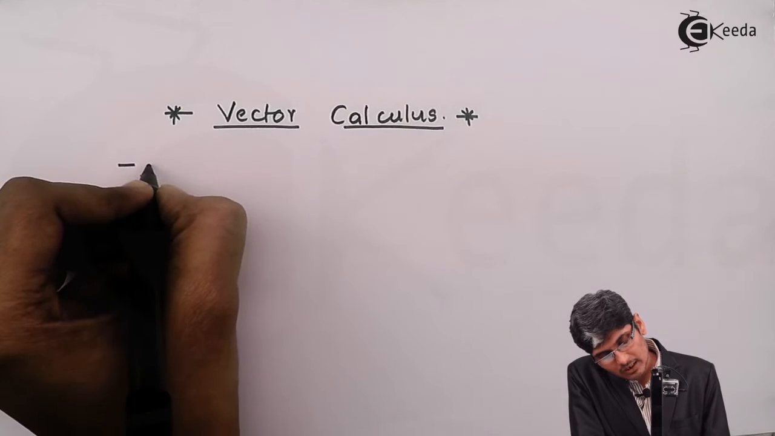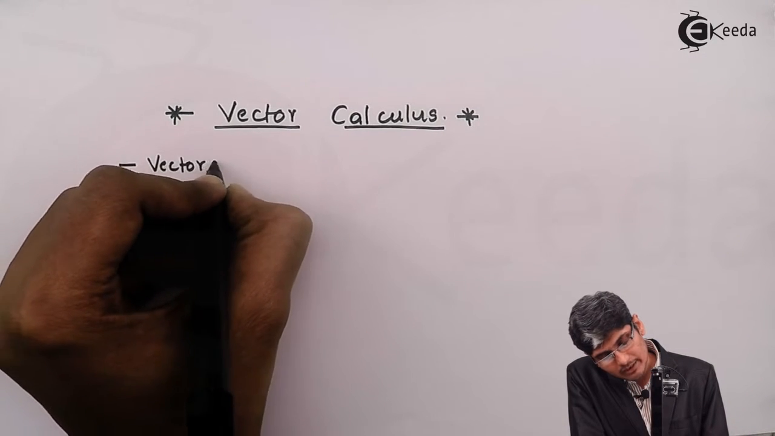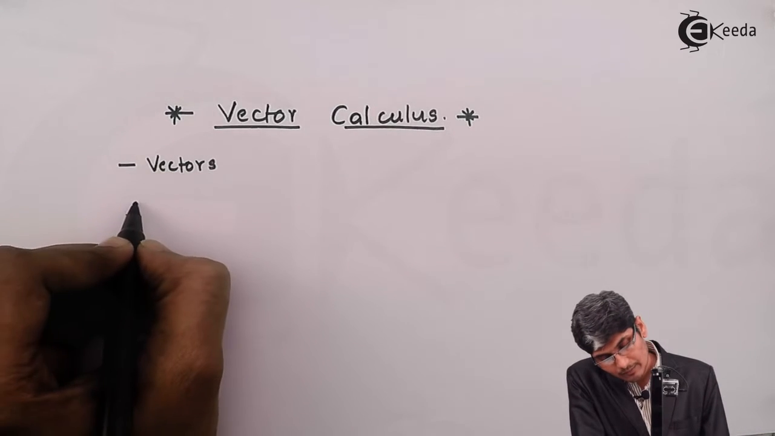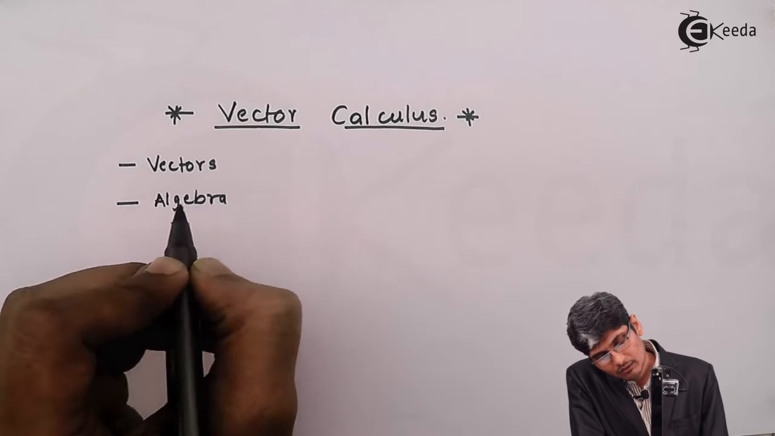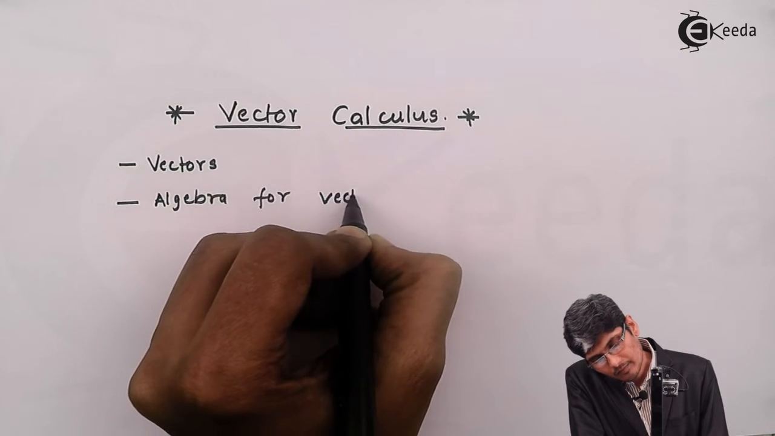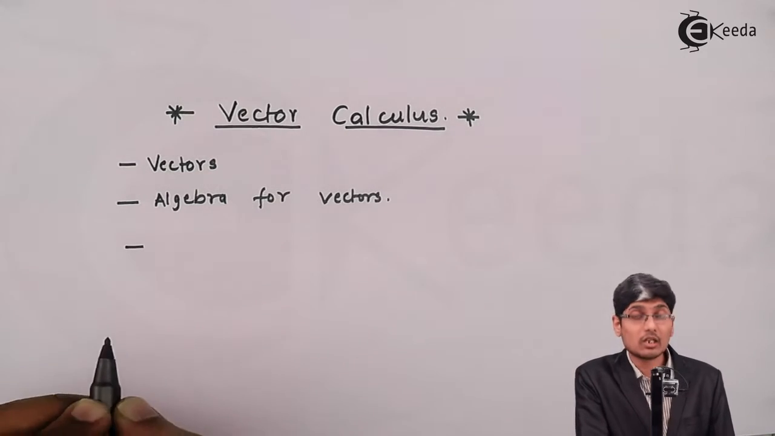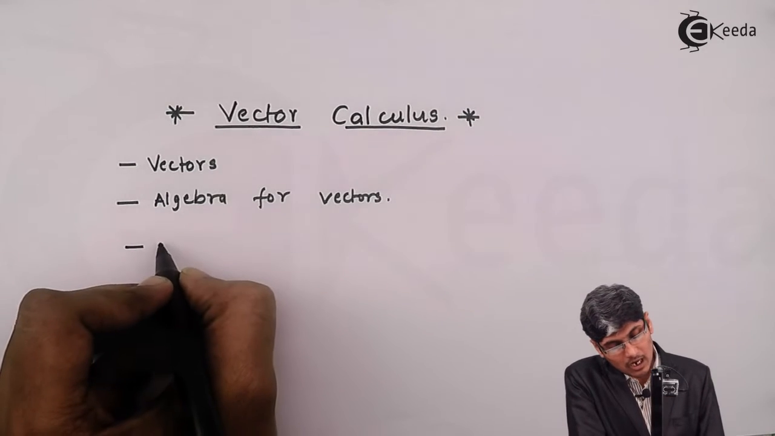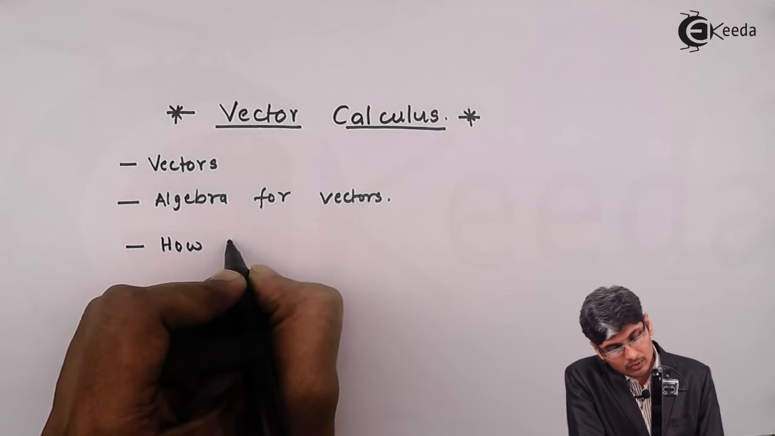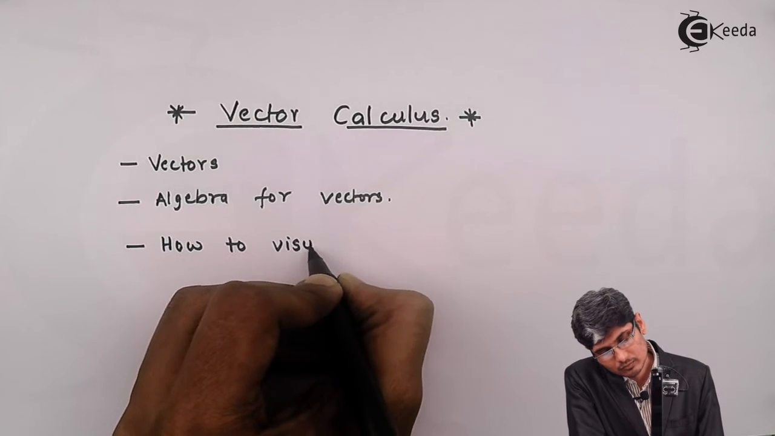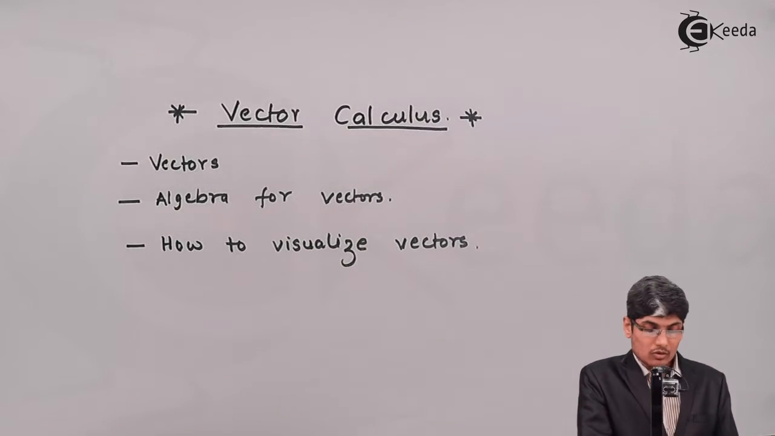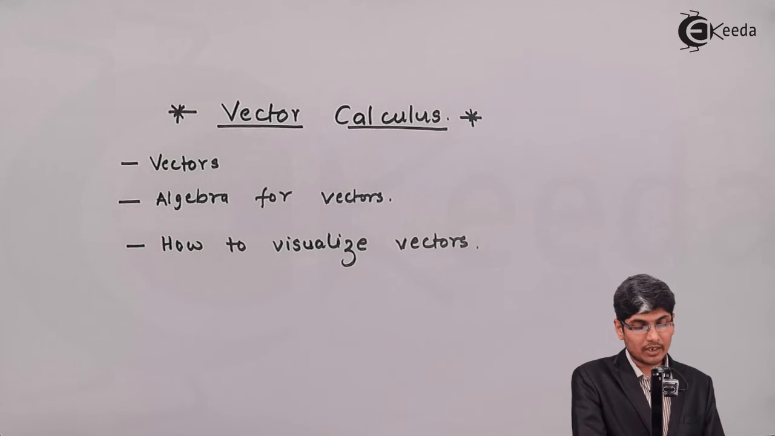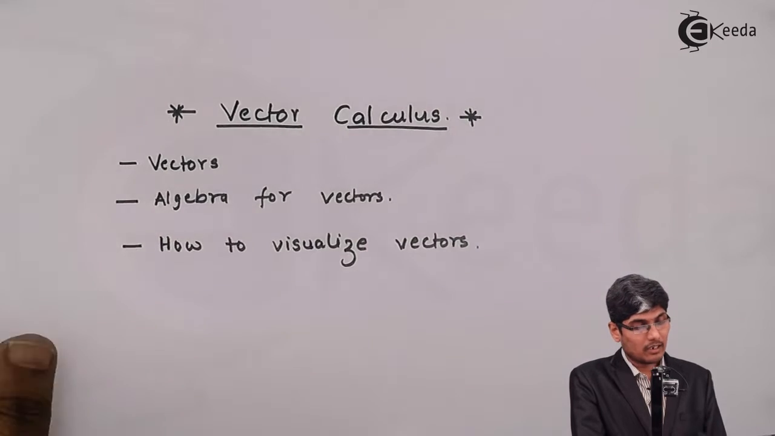The concept will start with a basic understanding of what we mean by vectors. That is a basic fundamental question. How should I have an algebra, a basic algebra, for vectors? That is the second question we will be dealing with. The third question that I am going to deal with is how to visualize vectors. These basic phenomena are going to be catered to in this video.